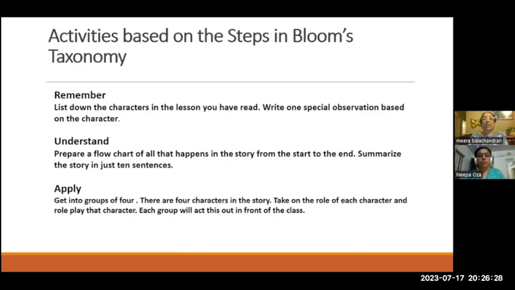Remember: list down the characters in the lesson you have read. Write down one special observation based on one character. So you've read the lesson, you're writing down the list of characters, and you're writing down your observation about that character. Second, understand. Prepare a flow chart of all that happens in the story. Now, it's very different. It's not that the children are just asked to write. A flow chart means they have to begin at the beginning and go on till the end. So each of the events in the story will follow one to the other. And another thing is, summarize the story in just 10 sentences.